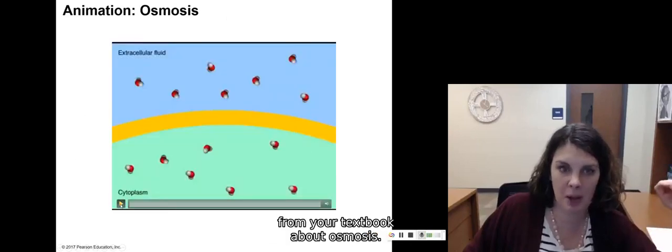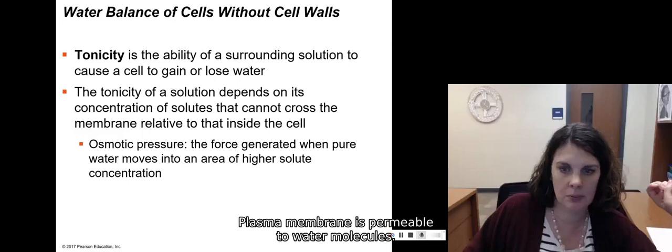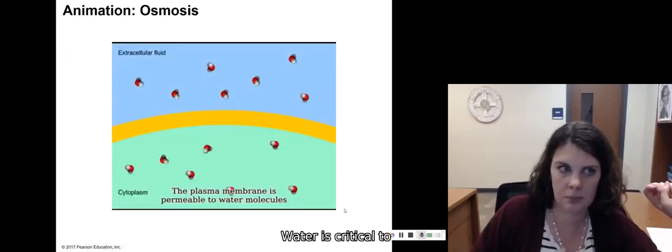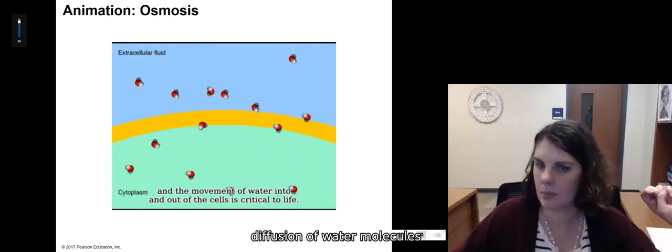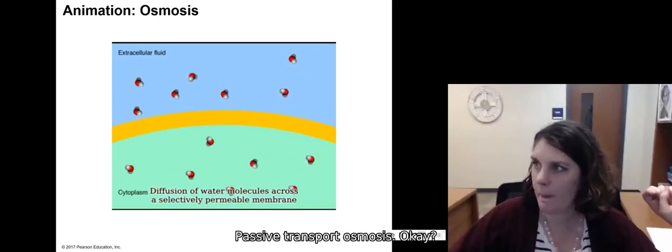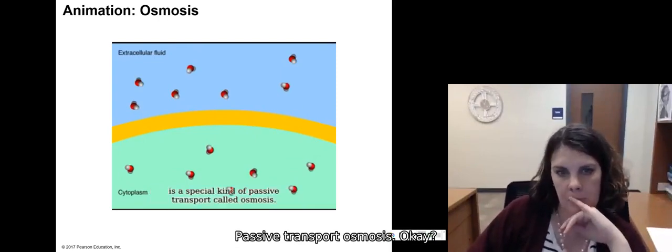Okay, so here's a little clip from your textbook about osmosis. The plasma membrane is permeable to water molecules, and the movement of water into and out of cells is critical to life. Diffusion of water molecules across a selectively permeable membrane is a special kind of passive transport called osmosis.